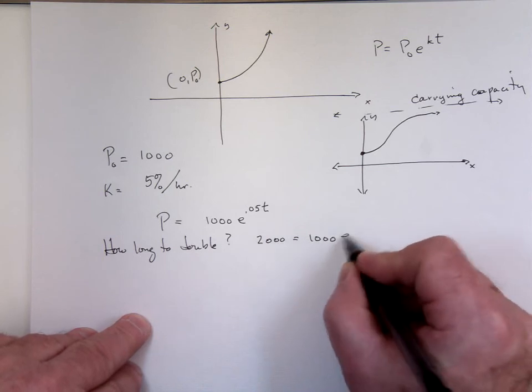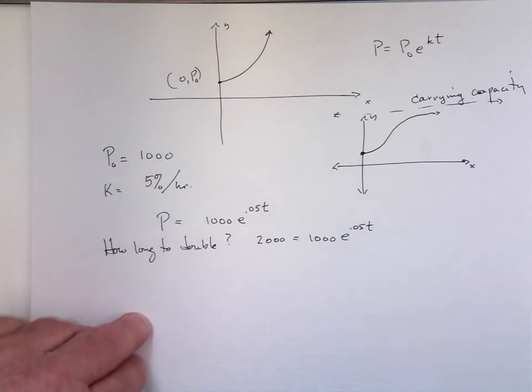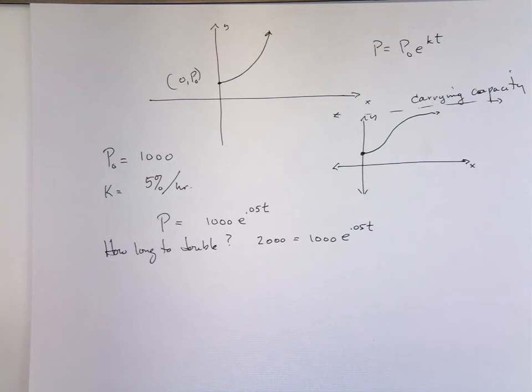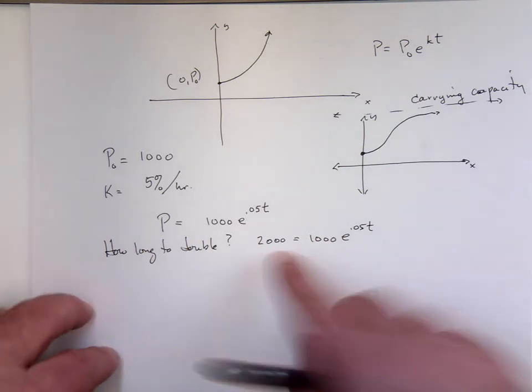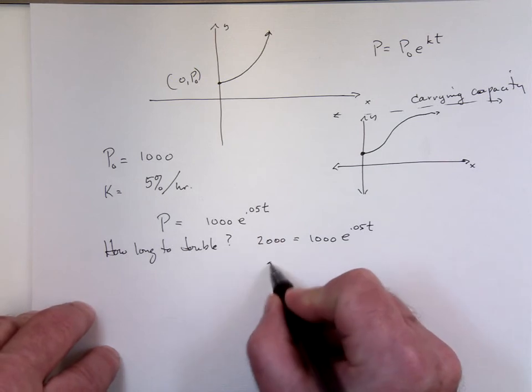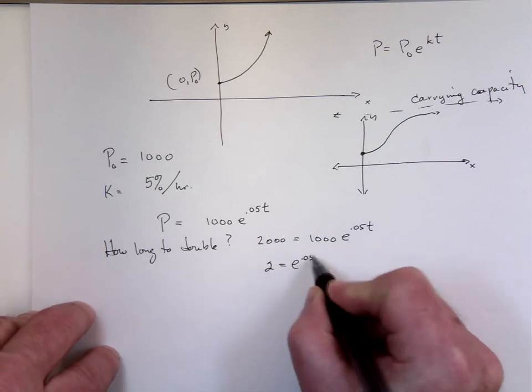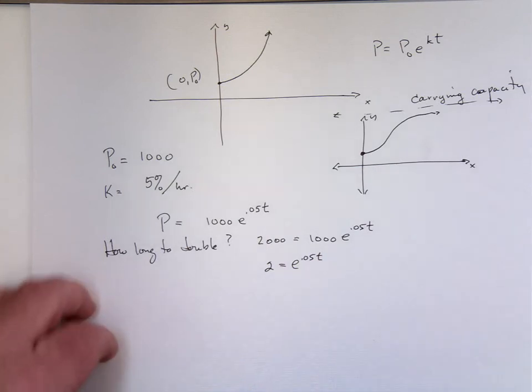Now, would it make any difference in this model if we're going from 1,000 to 2,000 or from 5 to 10 or from 1 billion to 2 billion? Would it make any difference at all? No, it would make zero difference because that ratio is 2. Divide by 1,000, you get 2. Theoretically, it makes no difference. In the real world, it may make a difference, but anyhow, theoretically, it doesn't.